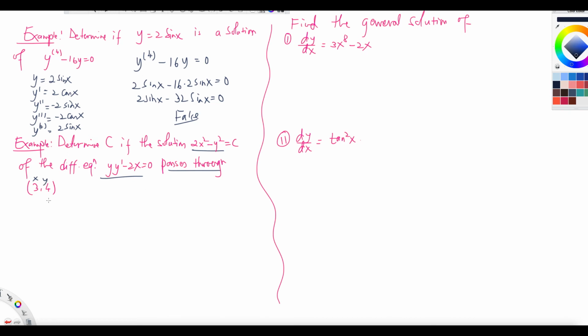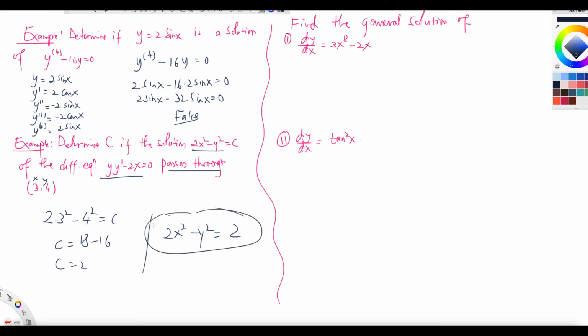How do you get that? You do 2 times 3 square minus 4 square equals C. So C equals 3 times 3 is 9, times 2 is 18, minus 16. So C equals 2. So what is the particular solution here then? It will be 2x square minus y square equals 2. That is the particular solution for this problem.